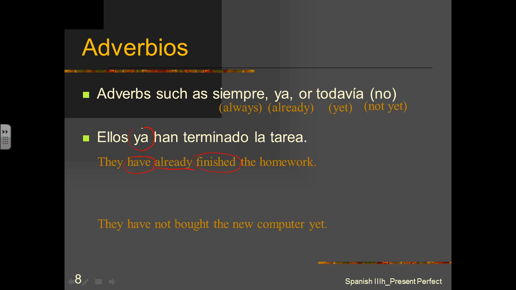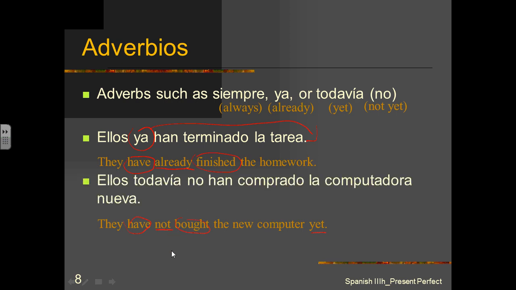It could also go at the end. Some adverbs can go in different places, but it cannot go in between the verb and the participle. Here's another one. They have not bought the computer yet. First of all, you cannot separate todavía no. And definitely you can't have anything between have and the participle. So in Spanish, ellos todavía no han comprado la computadora.